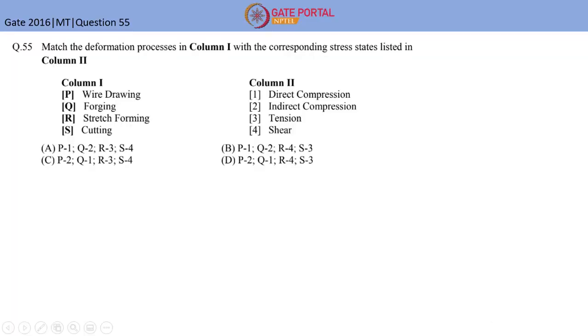So this is GATE 2016 Metallurgical Engineering question number 55. Match the deformation processes in column 1 with the corresponding stress states listed in column 2. Column 1 is wire drawing, forging, stretch forming and cutting. And column 2 is direct compression, indirect compression, tension and shear. So before proceeding to answer this question, we should know all these four processes.